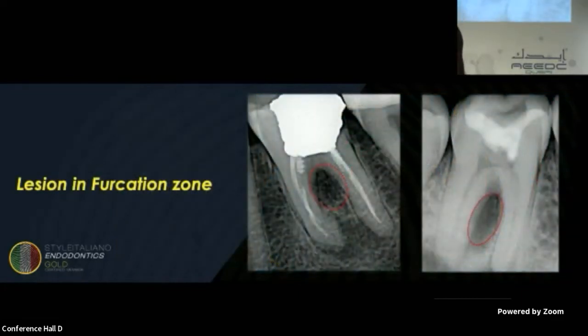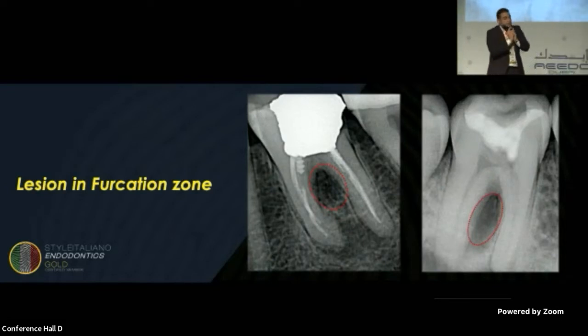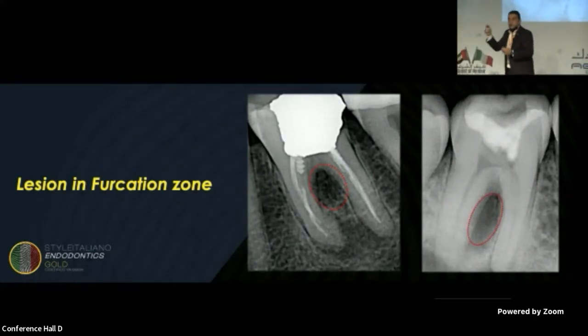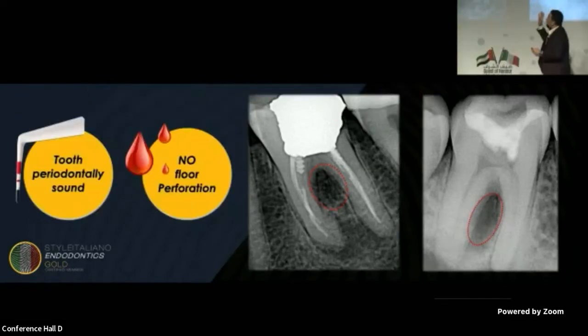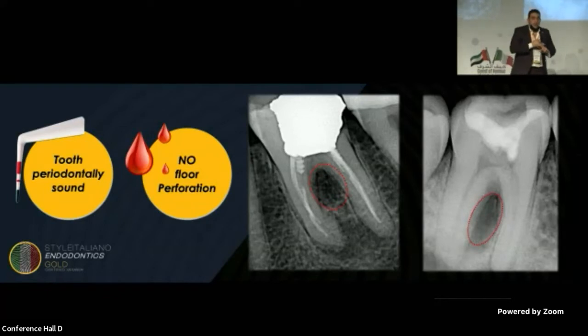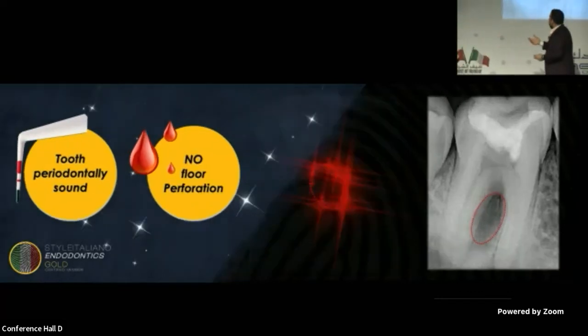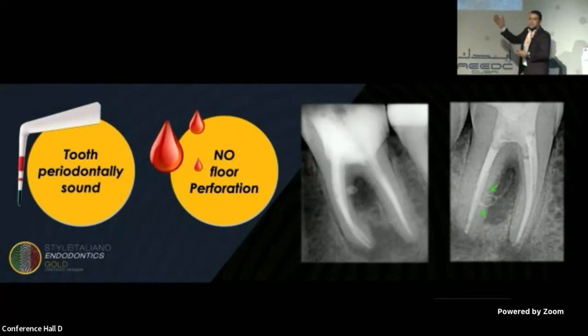Okay. We all know that when we have a lesion in the furcation region, it might be because of perforation. Also, it might be because of periodontal disease. But when we have a lesion in the furcation region, the tooth is periodontally sound, and we don't have perforation in the floor, mostly we can anticipate a lateral canal going toward the furcation, which we call a furcation canal. Yes, this is the way we can see this kind of canal. It's a furcation canal, which is responsible for the lesion present in the furcation.